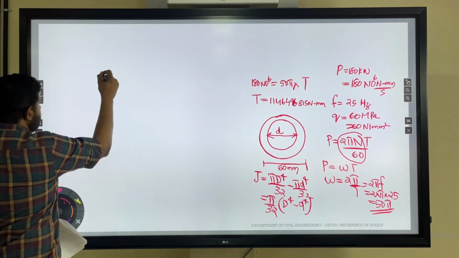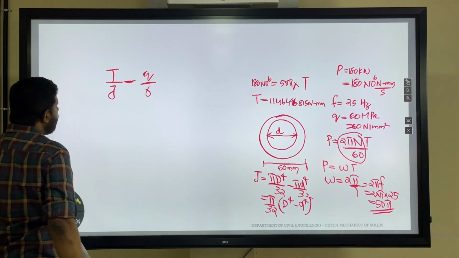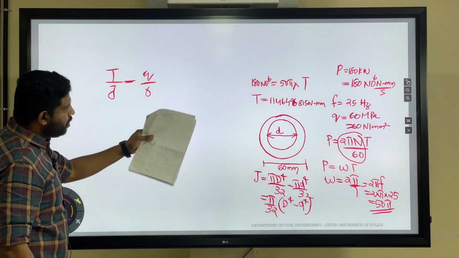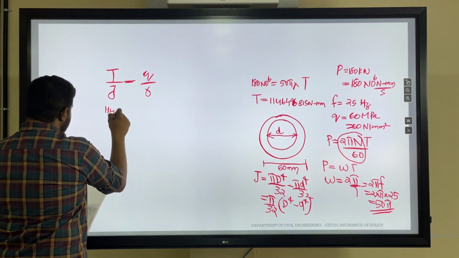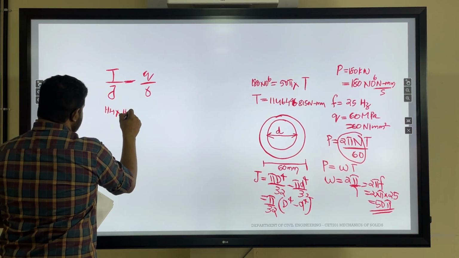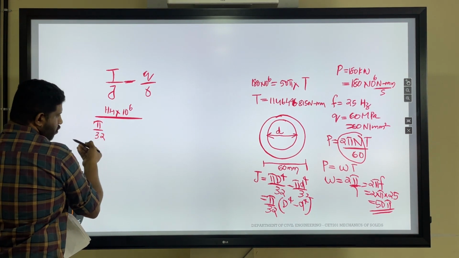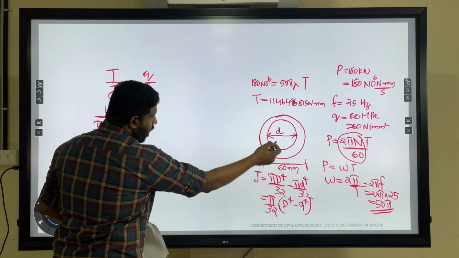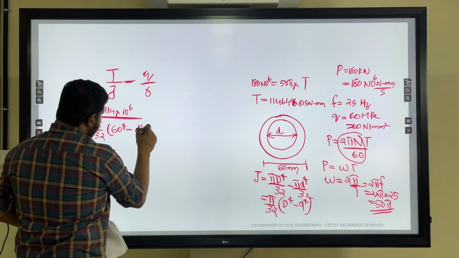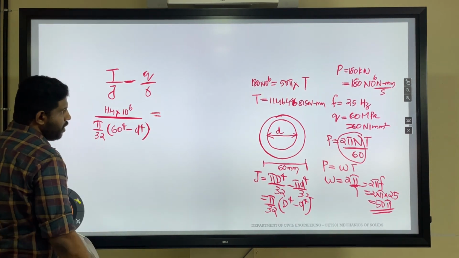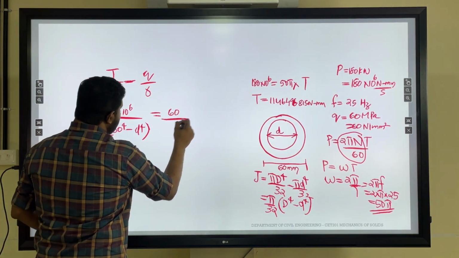So we have the equation T by J is equal to Q by R. Here T is the value we got, 1.14 into 10 raised to 6, divided by the J value, which is pi by 32 into capital D, the outer diameter, so 60 raised to 4 minus small d raised to 4, is equal to Q by R. The maximum stress value is given in the question, it is 60 Newton per mm square. So 60 divided by R.